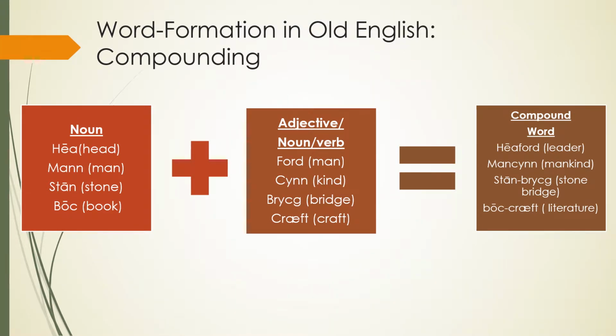According to academic research, word formation started to take place at the very early stages of language development. Morphologically, Old English employed two ways of word formation: derivation and word composition. The latter occurred when a new word was produced by combining two morphemes together. The first component of the compound noun could be a stem of a noun, adjective, or a verb, and the second component was a noun. For instance, Hereford, leader; Manseen, mankind; Stanbrick, Stonebridge; bookcraft, literature.